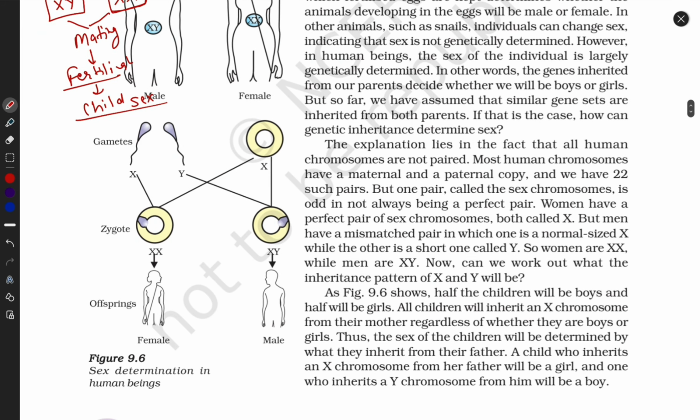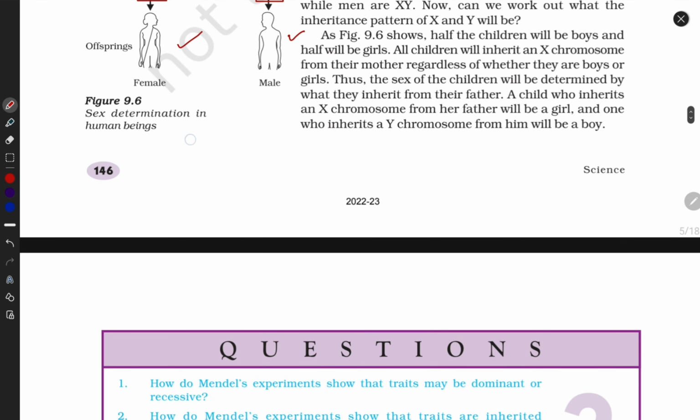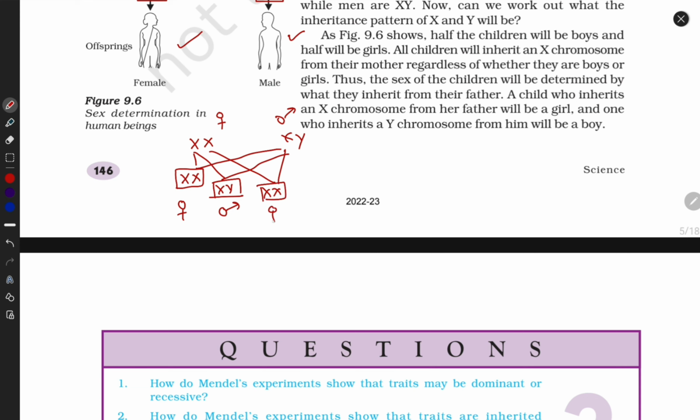Here, look, cross. This is a female. This is a male. Let's make a cross. X, X female. X, Y male. X, X means the first child is a girl. Now X, Y, the second child is a boy. X, X, the third child is a girl. X and Y.